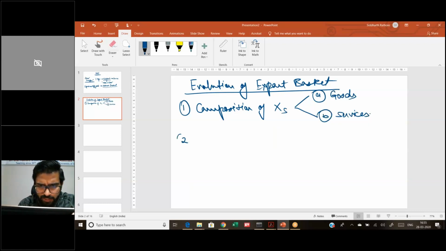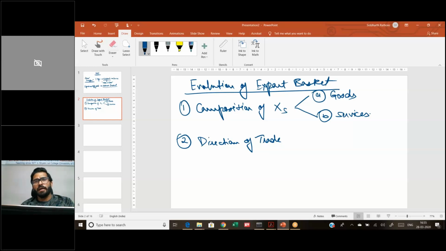Then the second thing that we are going to do is the direction of trade. Where are we trading? As you can probably imagine, our trade with the rich countries has perhaps come down, and our trade with the middle income and lower income groups has gone up, which is also called South-South cooperation. The developed world perhaps lies in the temperate hemisphere, and that's why they're called the global north.